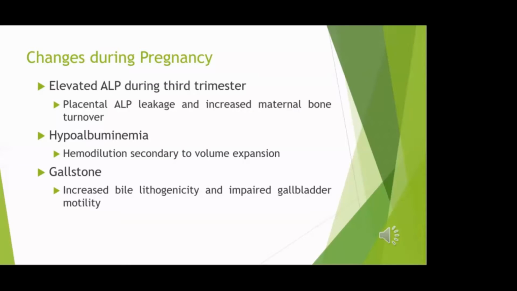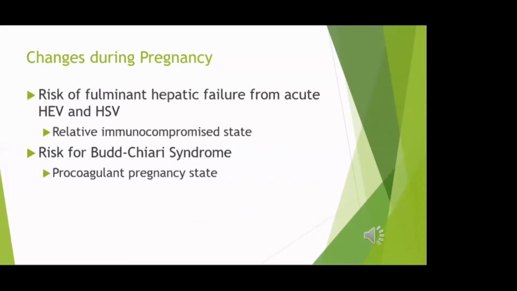Gallstones can also be present because of the increased lithogenicity of bile and impaired gallbladder motility in pregnancy. We also consider pregnancy a relatively immunocompromised state, and there is a risk of fulminant hepatic failure from acute hepatitis E virus and HSV. Since pregnancy is a procoagulant state, there is a high risk for developing Budd-Chiari syndrome.